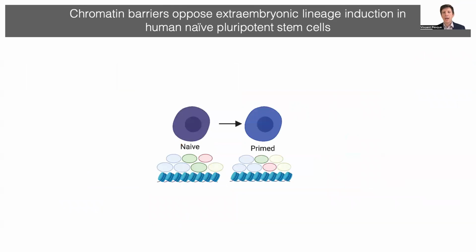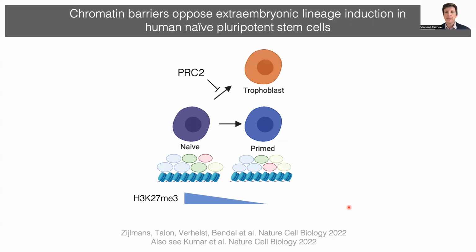So in summary, we have comprehensively determined the chromatin proteome and abundance of histone post-translational modifications in human naive and primed pluripotent stem cells. These data are available as a resource for the community. You can browse the data online. We found that H3K27 trimethylation is more highly abundant in naive human pluripotent stem cells, and that PRC2 opposes naive to trophoblast induction.